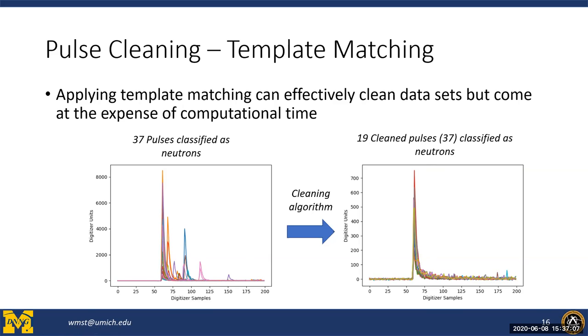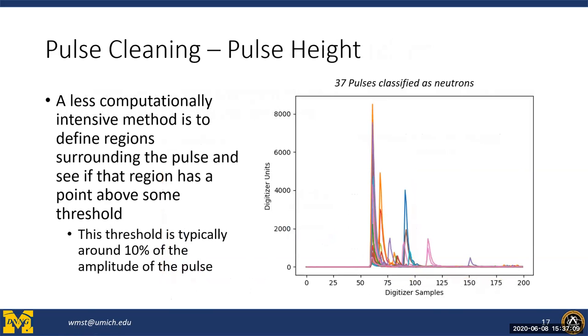A less intensive manner to clean data sets is via the pulse height method. This is less computationally intensive, but is not as rigorous. So in this method, what you can do is, since we know our rising edge and our falling edge, we know the regions that largely we care about for analysis.